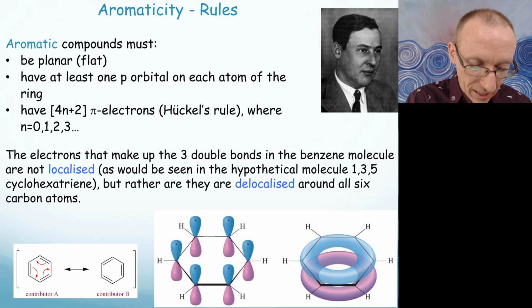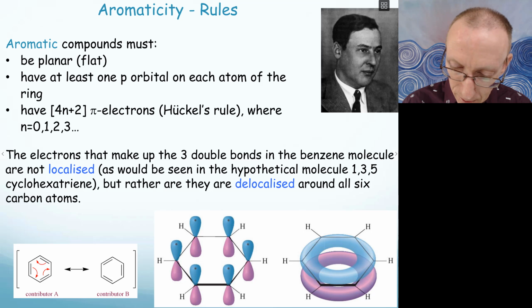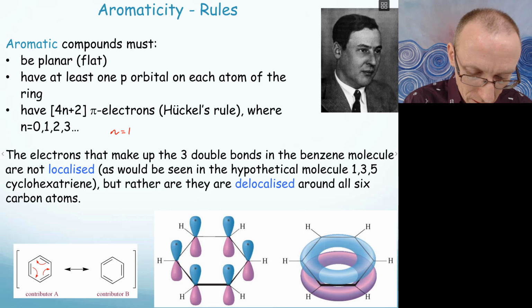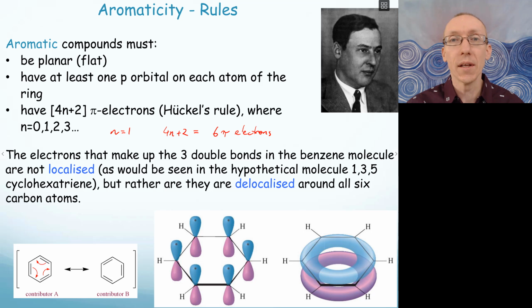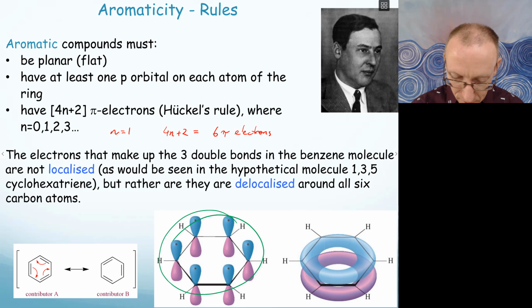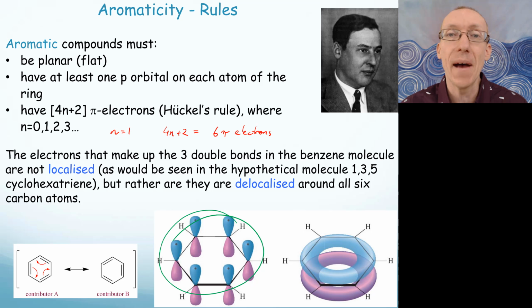And so if n equals 1, then 4n plus 2 equals 6 pi electrons. And that's the situation we have with benzene. We have 6 pi electrons, 1 from each of those p orbitals that's overlapping, as we can see in this diagram over here. So in that diagram, each p orbital is overlapping, and there's 6 of them in total, so 6 pi electrons, so it meets Hückel's rule, and so benzene is an aromatic compound.